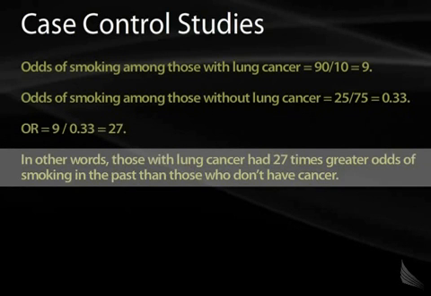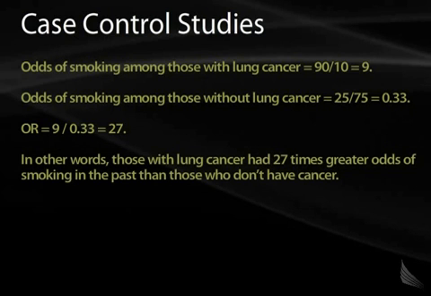In other words, those with lung cancer had 27 times greater odds of smoking in the past than those that didn't. Odds ratios of greater than 1 imply a higher likelihood of exposure to a particular toxin amongst the cases than the controls.